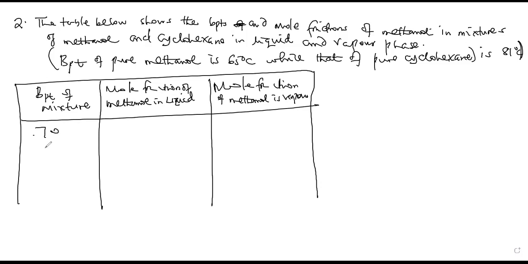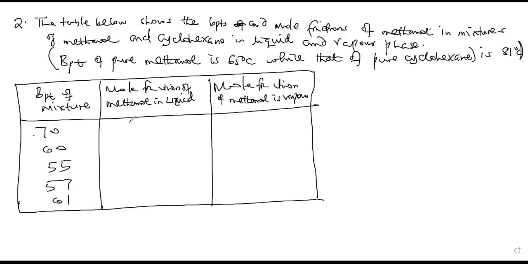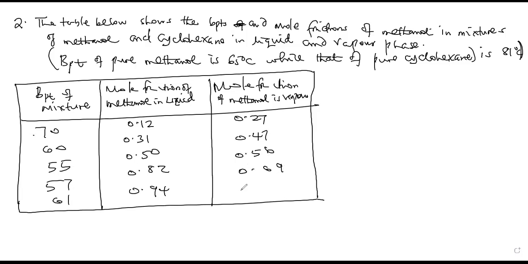We have 70, 60, 55, 57, 61. 0.12, 0.31, 0.50, 0.82, 0.94, 0.27, 0.47, 0.56, 0.69, 0.83.